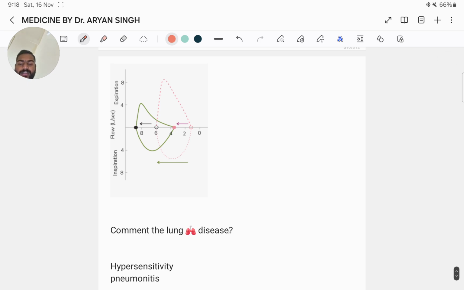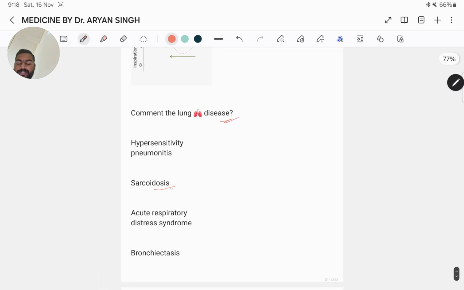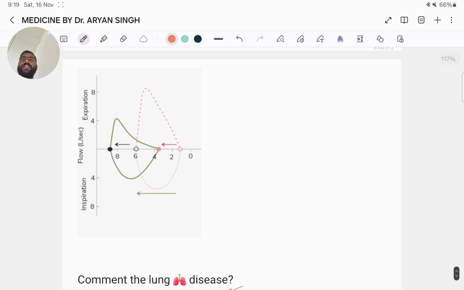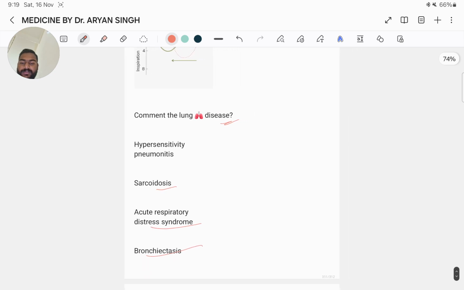This one comes in lung disease: hypersensitivity pneumonitis, sarcoidosis, acute respiratory distress syndrome and bronchiectasis. Here the given flow volume loop represents an obstructive lung disease, and among the given options, bronchiectasis is the only obstructive lung disease. Bronchiectasis is the answer.